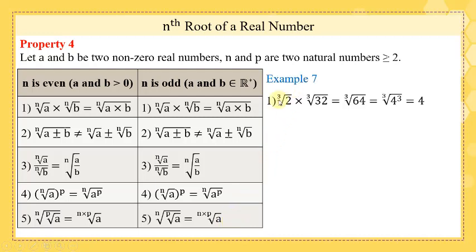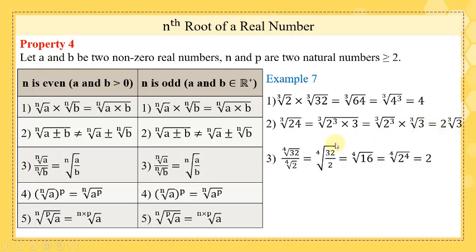Example, the cubic root of 2 times the cubic root of 32. We can write it as the cubic root of 2 times 32, which is 64. Then it is equal to the cubic root of 4 to the power 3, which is equal to 4. The cubic root of 24 is equal to the cubic root of 2 to the power 3 times 3. So we can separate it into the cubic root of 2 to the power 3 times the cubic root of 3, which is equal to 2 times the cubic root of 3.